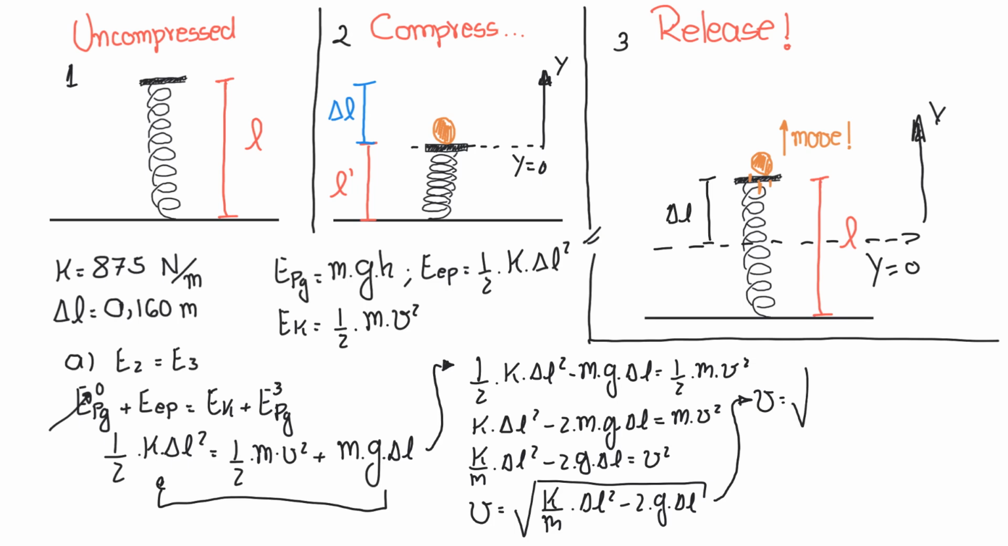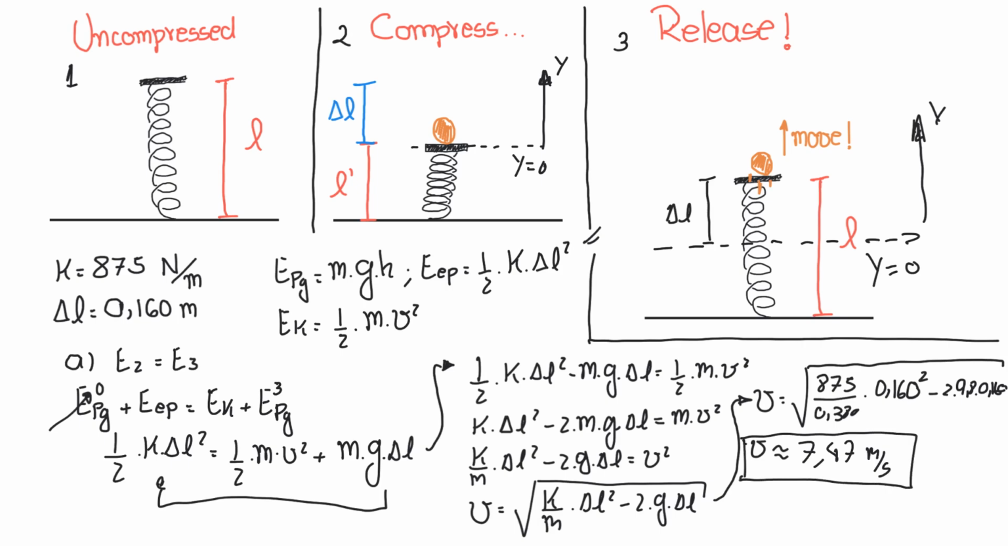V is given by the square root of k, which is 875, divided by m, which is 0.380, times the deformation squared, which is 0.160, now square it, minus 2 times g times 0.160. And this whole thing is under a square root sign. And this results in a velocity of approximately 7.47 meters per second. So this is the speed of the ball as soon as it leaves the table.